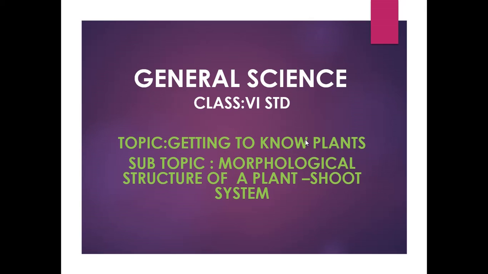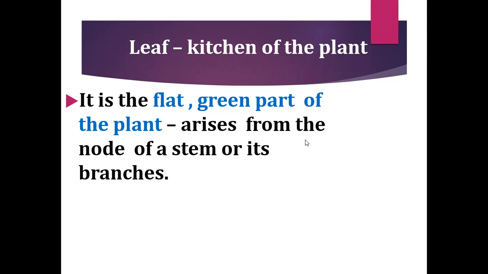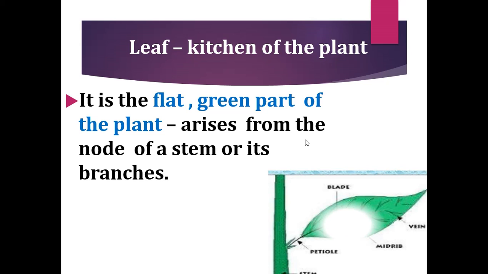Hello children, in this video we are going to see about the shoot system of the plant. So we know in the shoot system leaf plays an important role. Yes, in the last video we have seen about the stem as the backbone of the plant. So today you are going to see the leaf as the kitchen of the plant.